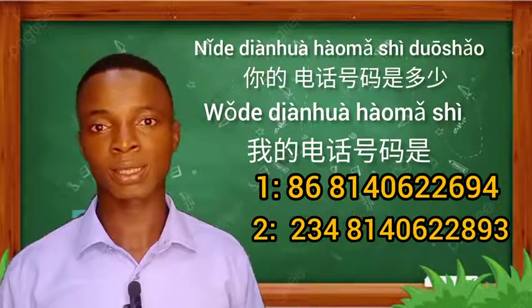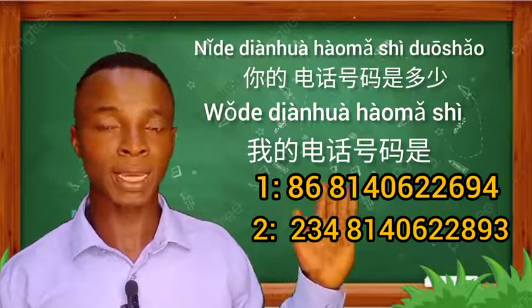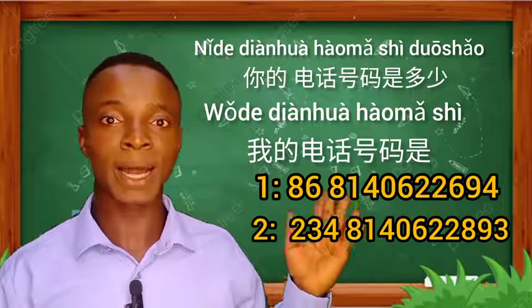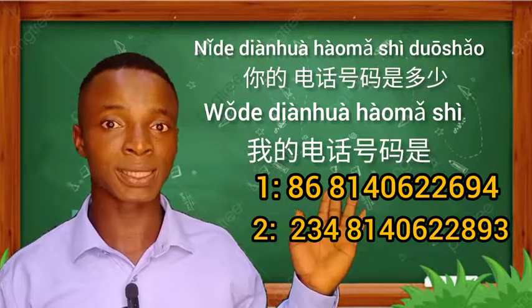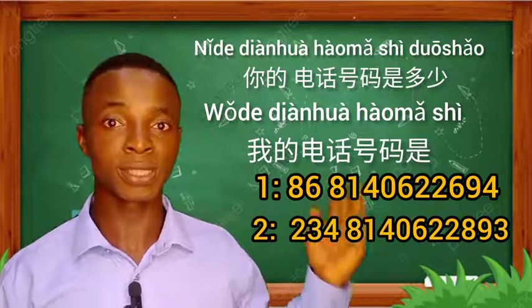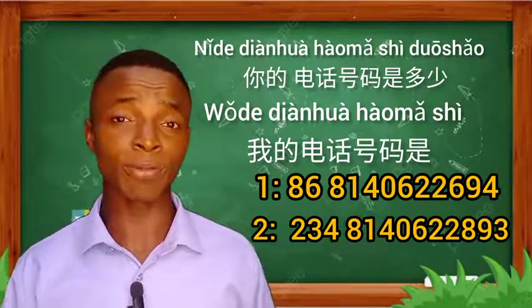86. Let's practice once again. 86, which is a country code number. 8140, 622. Now, the second number is a Nigerian number.